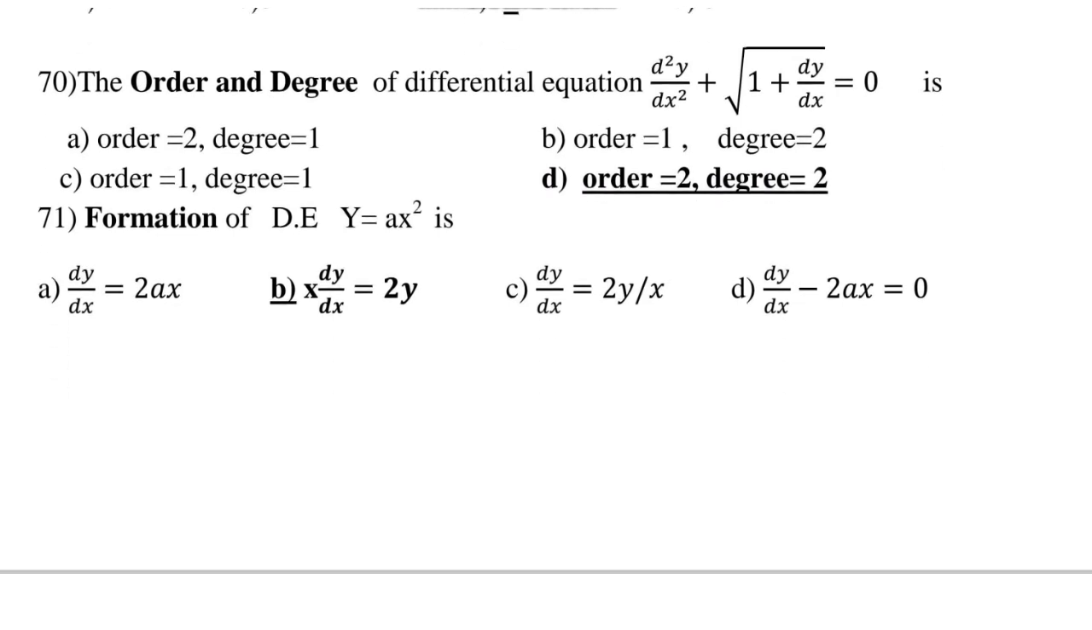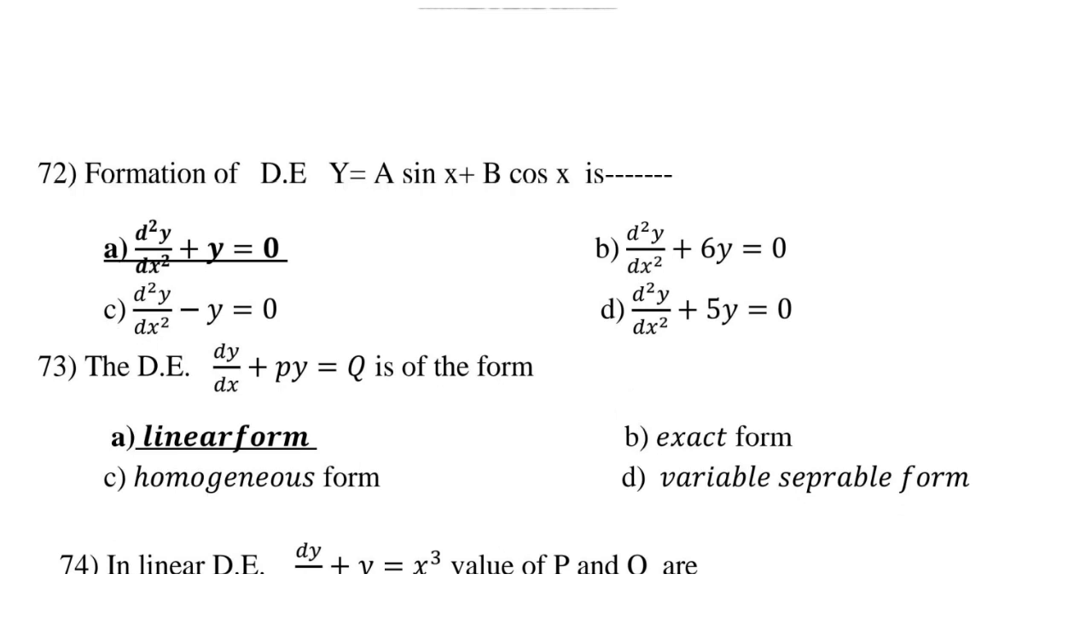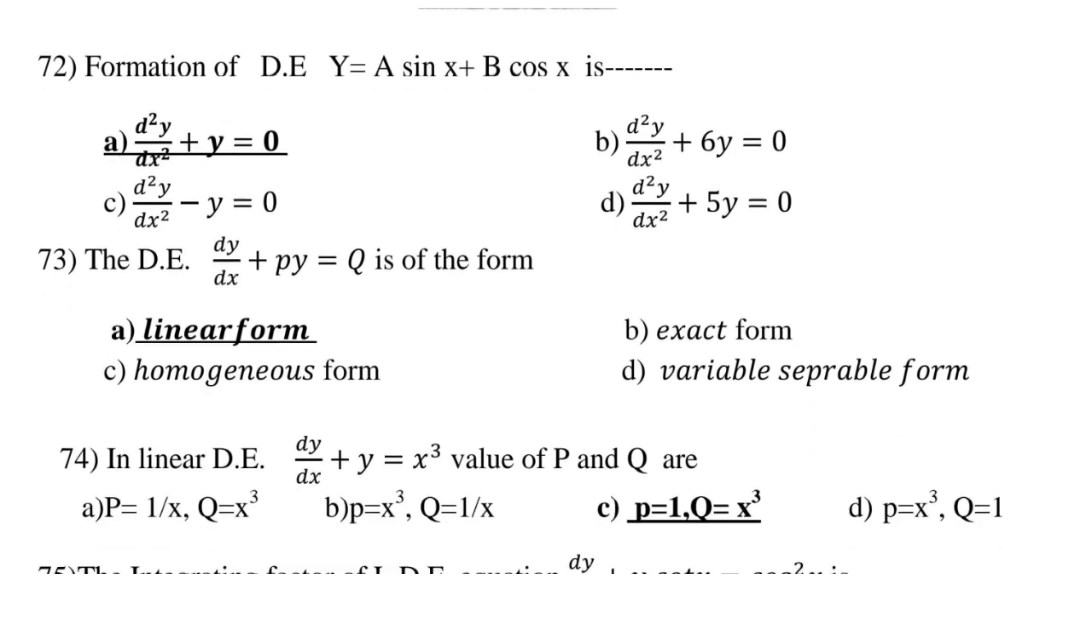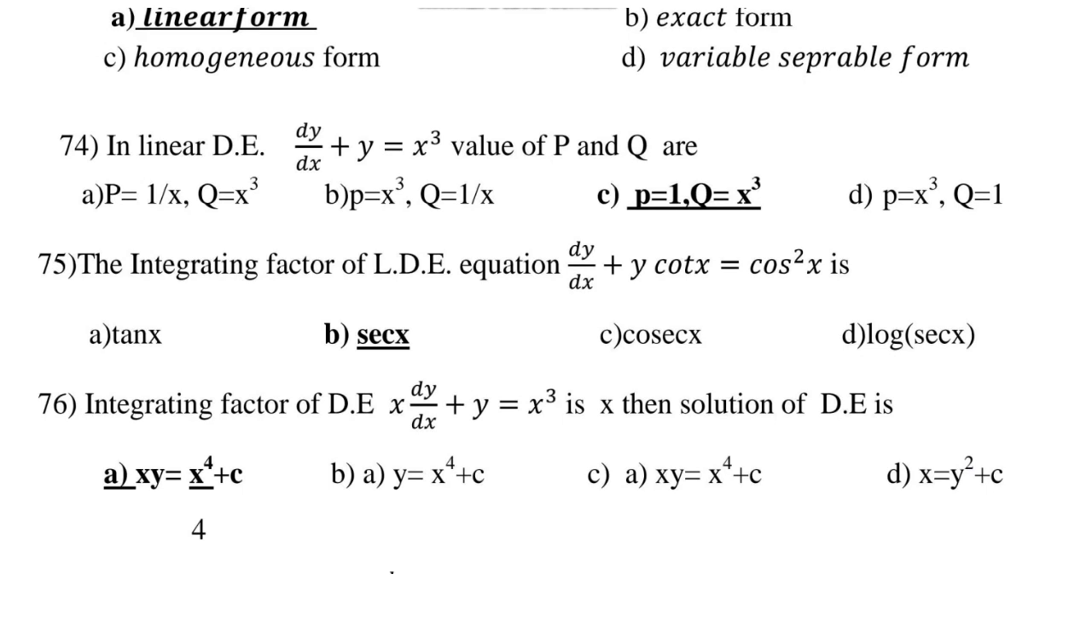Formation of differential equation: y is equal to ax square is x into dy by dx is equal to 2y. Then formation of differential equation y is equal to a sin x plus b cos x is d square y by dx square plus y is equal to 0. The differential equation dy by dx plus py is equal to q is of the form linear. In linear differential equation, dy upon dx plus y is equal to x cube, values of p and q are p is equal to 1 and q is equal to x cube.